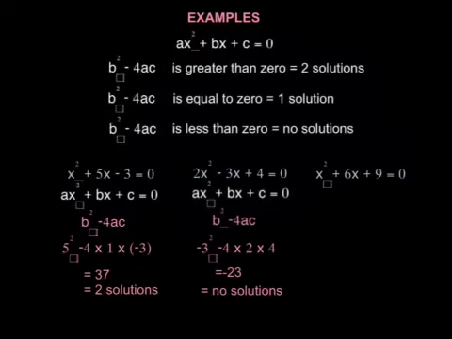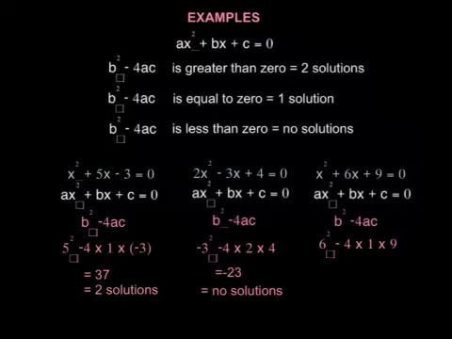Okay, I'm going to have a look at the last equation over here. x squared plus 6x plus 9. Once again, I'm going to add in the equation below, and that means a is equal to 1, b is equal to positive 6, and c is equal to positive 9. We then substitute that into the equation here to give us 6 squared minus 4 multiplied by 1 multiplied by 9. That gives us an answer of 0 exactly. So, what happens when we get an answer of 0? How many solutions are there? There's 1.